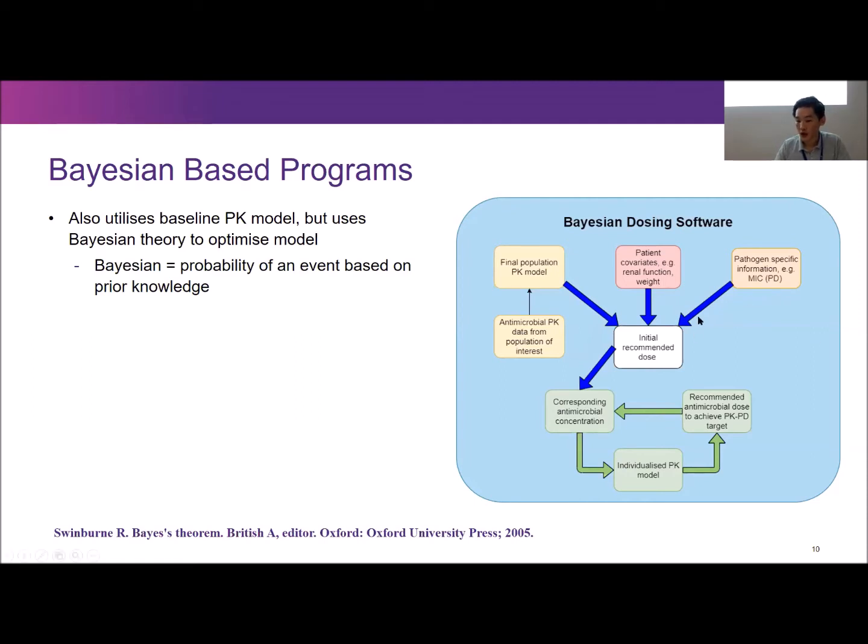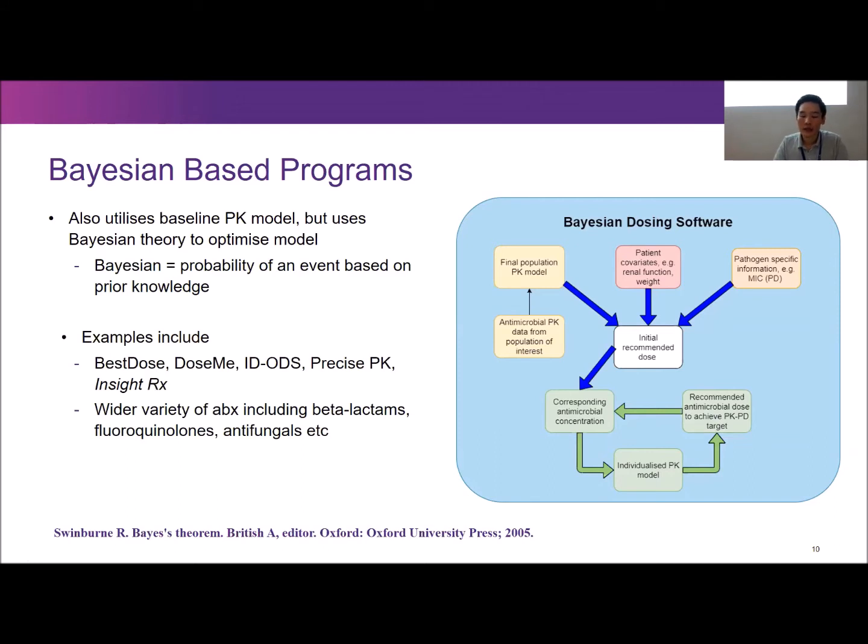When you've given this dose to your patient, you can then collect a TDM result. And this TDM result is essentially used by the Bayesian dosing software to create an individualized PK model for your specific patient. If your subsequent concentrations are still subtherapeutic or toxic, it will then recommend an individualized dose that you can use in your patient. And you can repeat the cycle as often as you need to. So with each subsequent TDM result, the model becomes more and more refined and potentially more and more accurate.